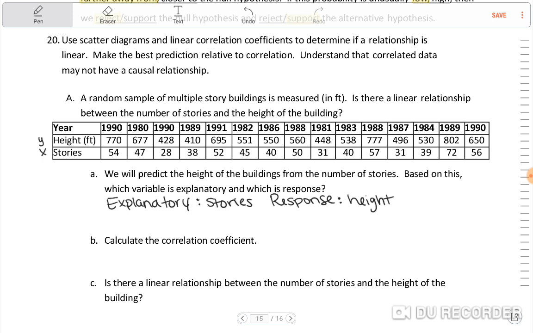And if we want to calculate the correlation coefficient, I'm going to have a list. So I'm going to pause. I'm going to make a list. Just like with our matched pairs, these also are matched, right? You're using them to predict something. So the number of stories, predicting the height of the building. So when I put these in my calculator, I'm going to go ahead and put L1 as the number of stories. And I'm going to put L2 as the height, just so that they're in XY order. It just makes it a little bit easier for us later.